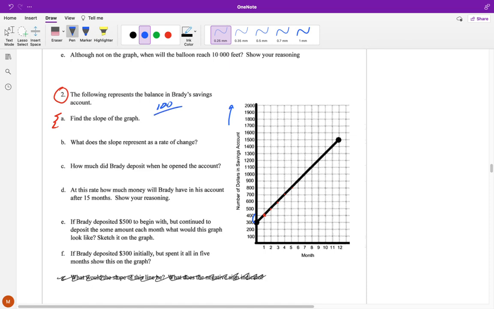So our change in y is actually 100. And then when we move 1 unit over to the right, we are counting by 1s there. So our change in x is 1, and 100 over 1 is equal to a positive 100. And now this question says, what does it represent?